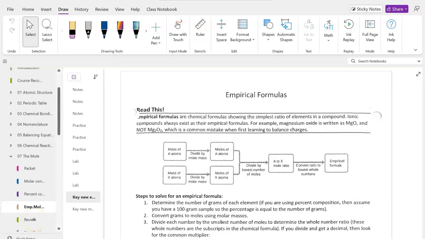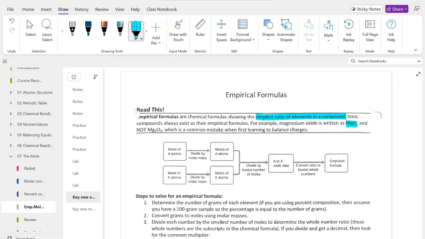Okay, friends, let's talk about how to figure out an empirical formula. Empirical formulas are chemical formulas showing the simplest ratio of elements in a compound. We've already seen this in ionic compounds because they always exist as their empirical formula. For example, when you look at magnesium oxide, magnesium and oxygen have a +2 and a -2 charge respectively, so they cancel out in the lowest ratio and you get MgO.